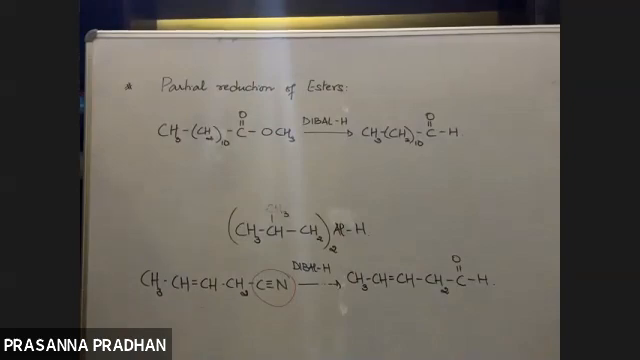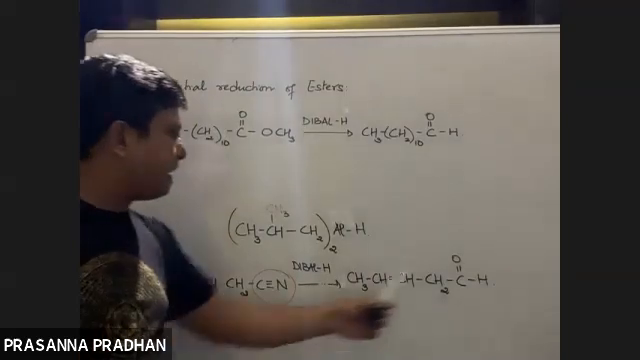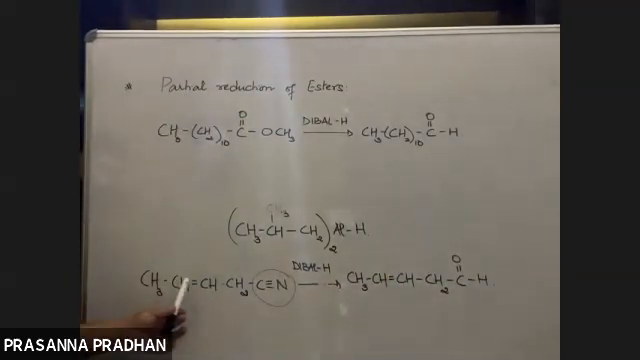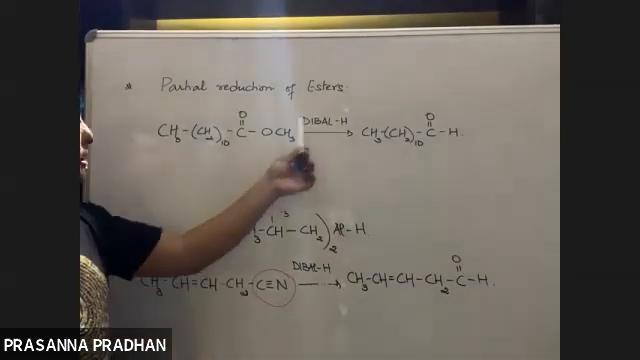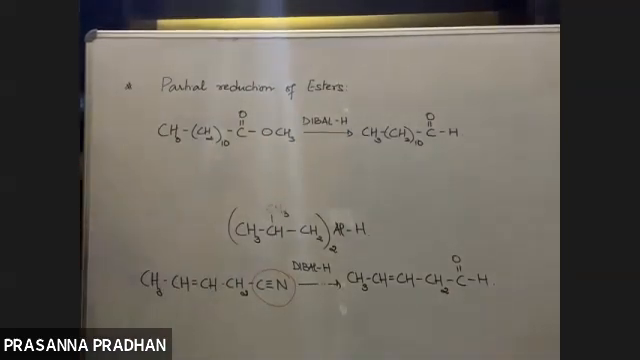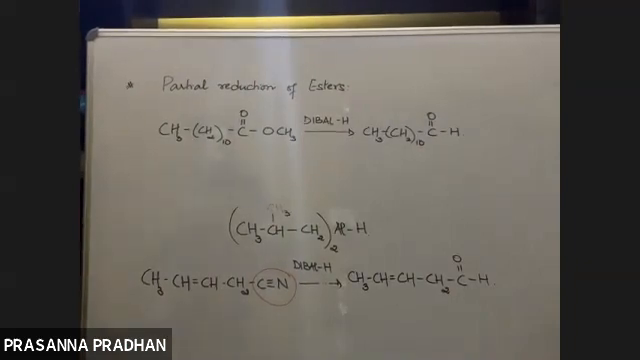So diisobutyl aluminium hydride is a very useful reagent. It converts your nitriles to your aldehyde in a single step. It does not affect the double bond. And it also carries out the reduction of esters. It also converts esters to aldehyde in this way. Got it? So any questions still here, guys?